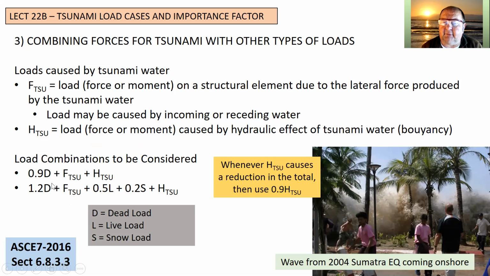These are written all in pluses, but we have to consider that these forces may or may not be combining algebraically. In fact, the code says anytime H tsunami actually is reducing the total, we should reduce it and only use 90%. So anytime the load on our structure is actually being reduced by the tsunami wave, then we should only consider 90% of this hydraulic force.